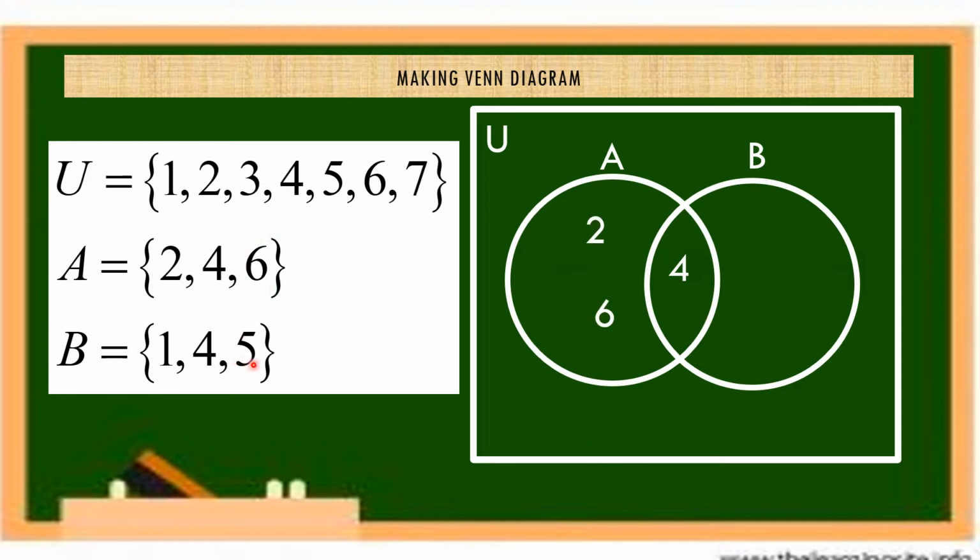Now we need to go to set B. We have 1, 4, and 5. We have already 4. What are the missing elements? We have 1 and 5. So we have already drawn the elements of set A and set B. Look at our universal set. We have 1, 2, 3, 4, 5, 6, and 7. We have the missing elements for the universal set. And what are the missing elements? We have 3 and 7. This is how to make a Venn diagram.